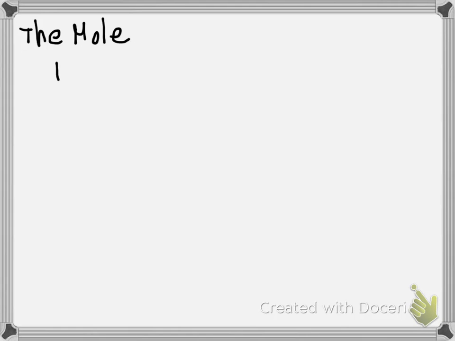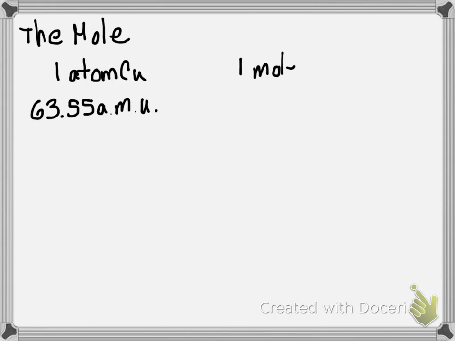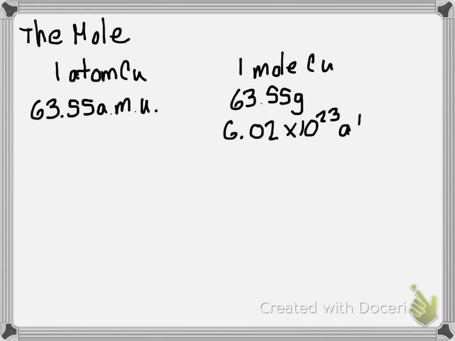So this is a review of what we did in class today. This is the mole concept. If I have just one single atom of copper, it would have a mass of 63.55 AMU. If I have a mole of copper, however, it has a mass of 63.55 grams. Same number, but different units.